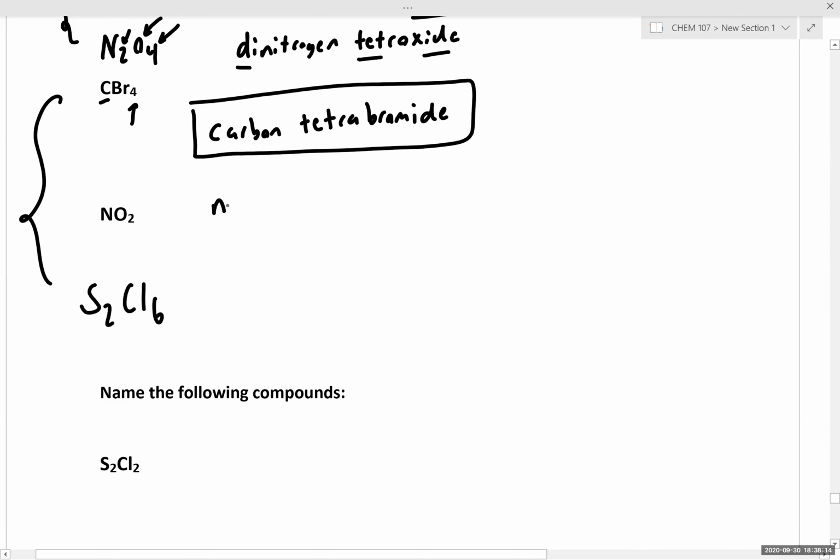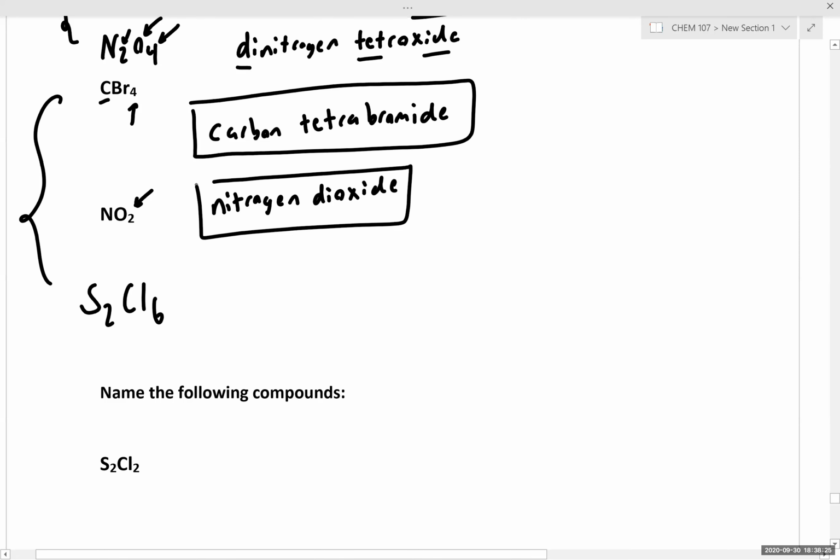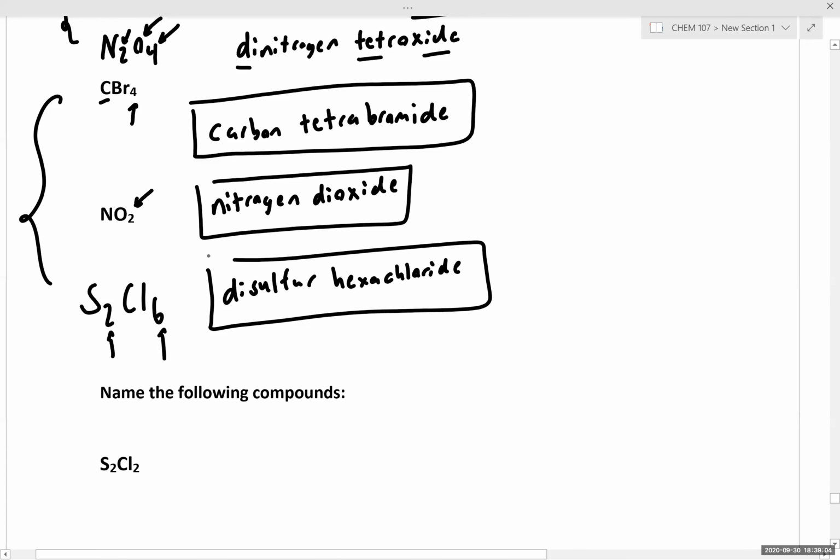Okay, so looking at NO2, we name our first element, which is nitrogen. We have 2 oxygens, so we name it as nitrogen dioxide. Does this second example make sense? Okay, so looking at S2Cl6, we write a prefix because we have 2 of our first element, so we write this as disulfur. We have 6 chlorines, so we name this as hexachloride. Any questions on these 3 naming examples?